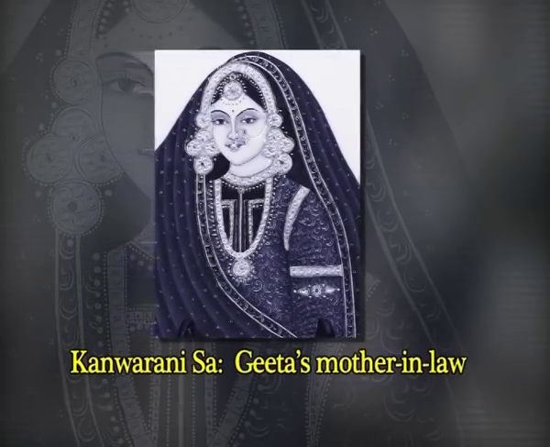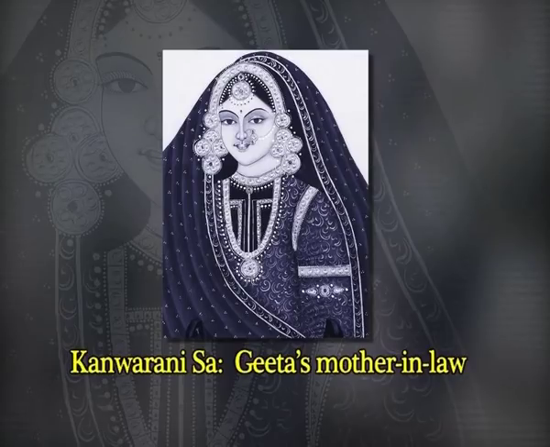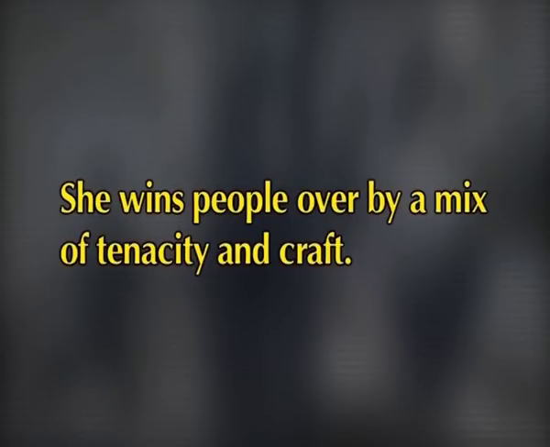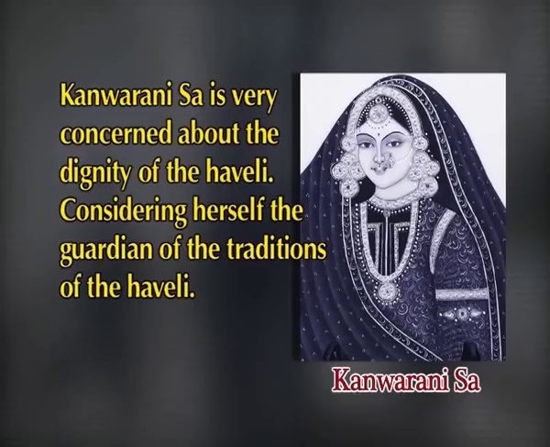Kanvaranisa, Bhagavat Singh Ji's wife and Geeta's mother-in-law, is described as a small, bird-like person who nevertheless exudes confidence and command. Her personality makes it difficult for anyone to contradict her. She wins people over by a mix of tenacity and craft. Kanvaranisa is very concerned about the dignity of the Haveli. Considering herself the guardian of the traditions of the Haveli, she takes it as a personal affront when anyone points a finger at her for being lax with regard to traditions. She supports the classes that Geeta conducts, as she genuinely feels that the maids would benefit from it.